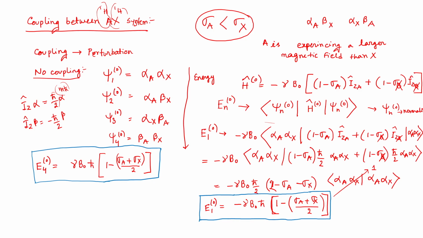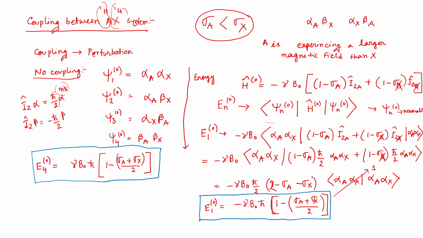There are four possible states: psi 1, alpha A alpha X, both alpha; psi 2, alpha A beta X; psi 3, beta A alpha X; or psi 4, beta A beta X. Why psi 2 has alpha A and not alpha X, we discussed, because we have taken the shielding constant for A as less than that for X.